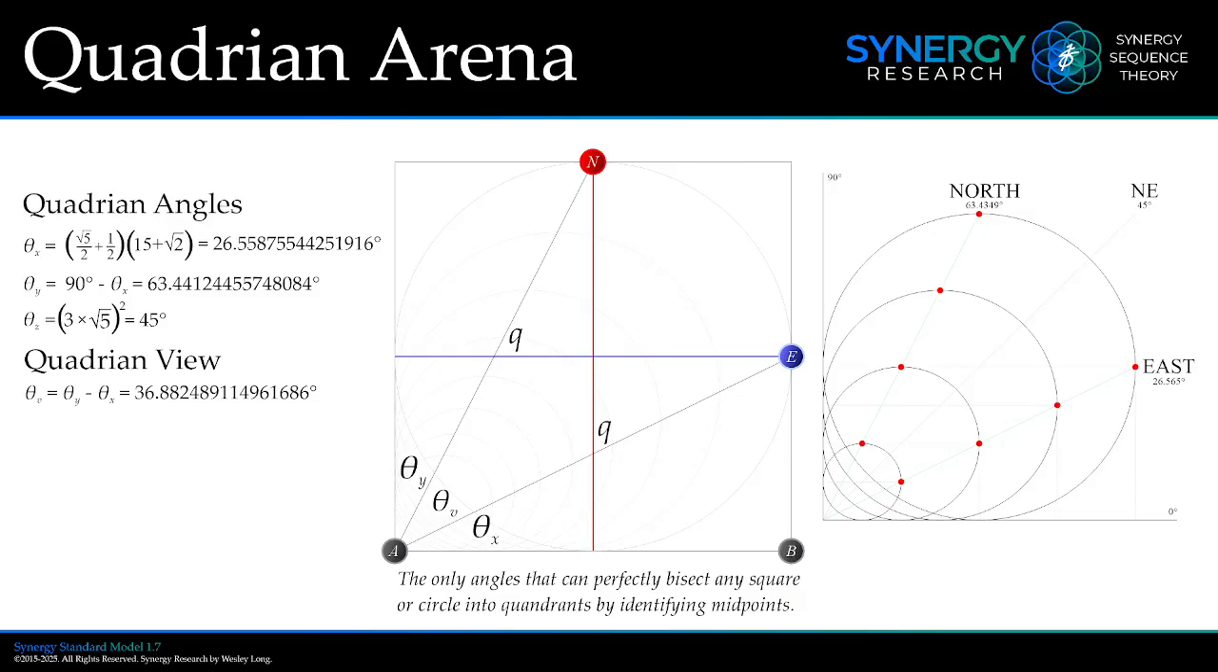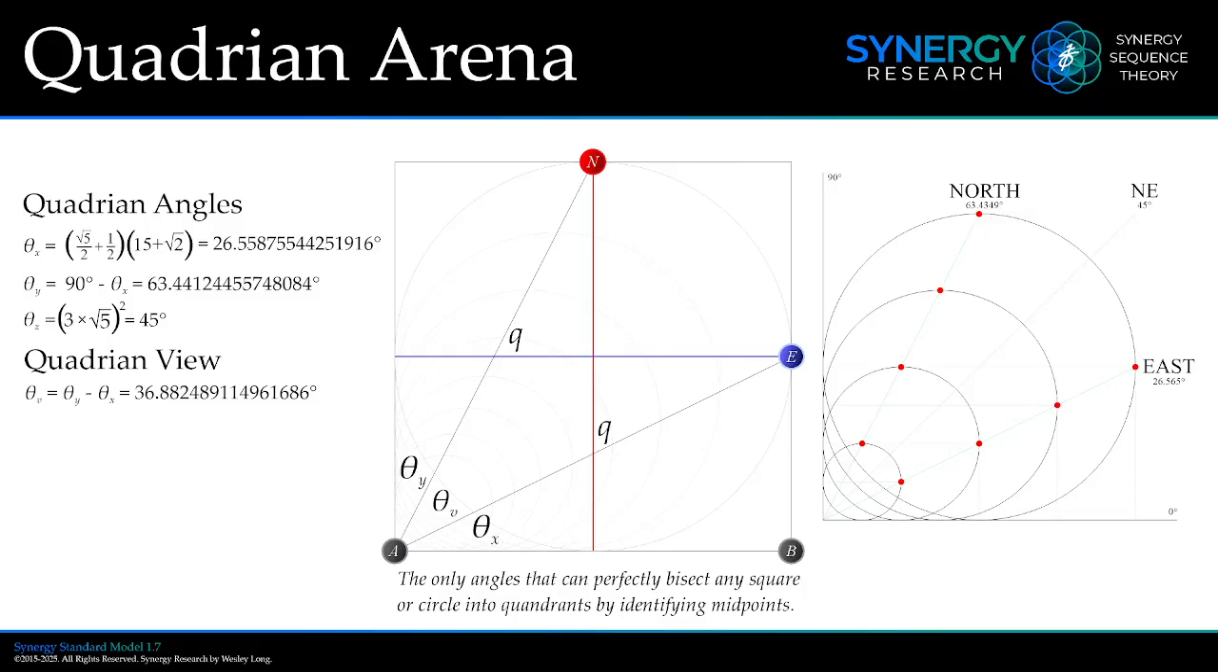The diagram on the right reinforces this angular view using concentric arcs. These arcs aren't just curves for show. Each red point represents a location defined by one of the derived quadrian angles. We see north at 63.44 degrees, east at 26.6 degrees, and a geometric progression connecting them.